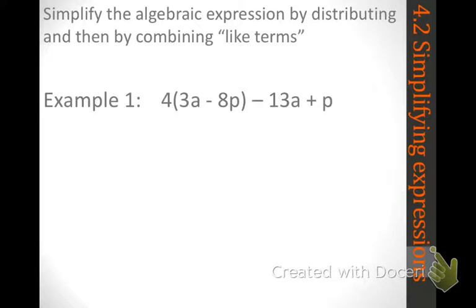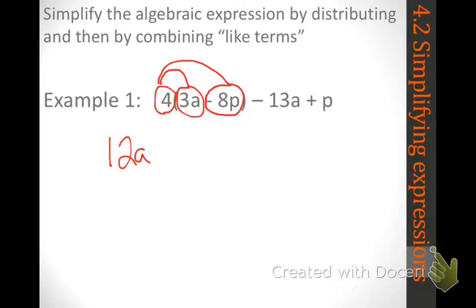So this first example, I need to distribute the 4 first. I need to take 4 times this algebraic expression. So to do that, I'm going to do 4 times 3a. That's going to give me 12a. Then I need to do 4 times, be very careful, negative 8p. That's going to give me minus 32p. Now the other two things are just sitting there. I'm just going to bring those down.